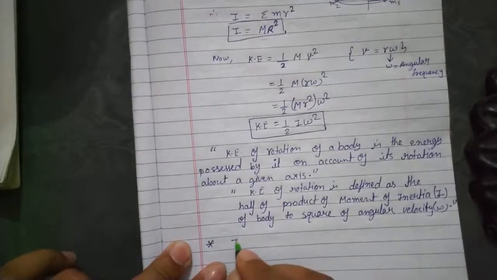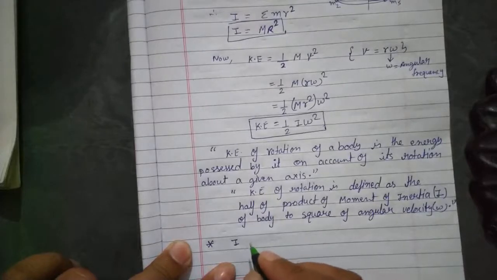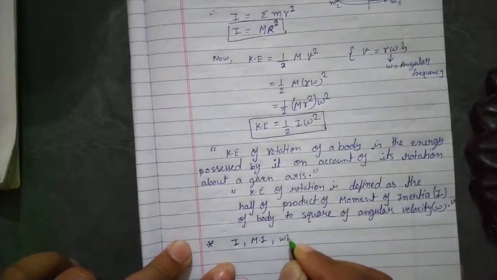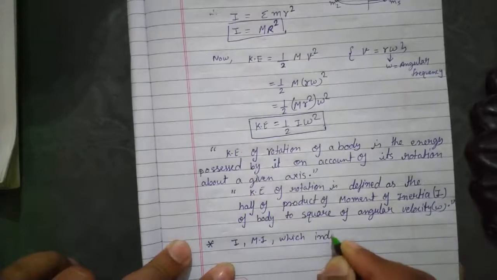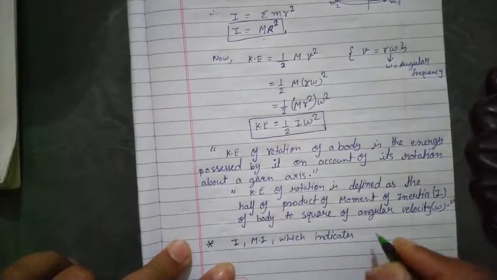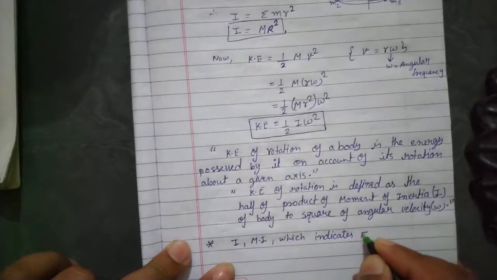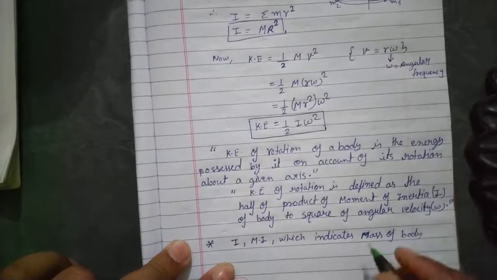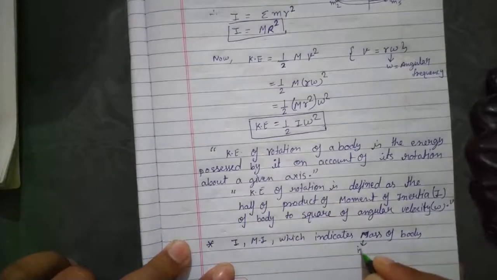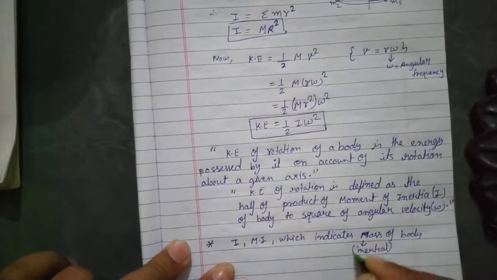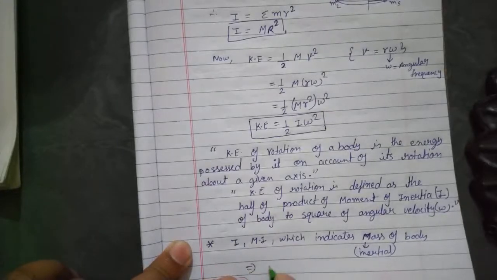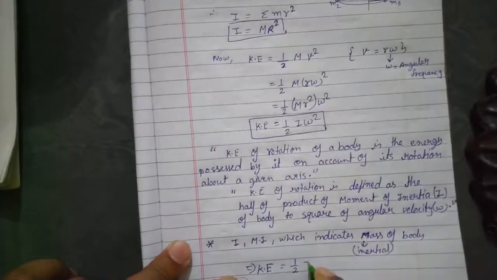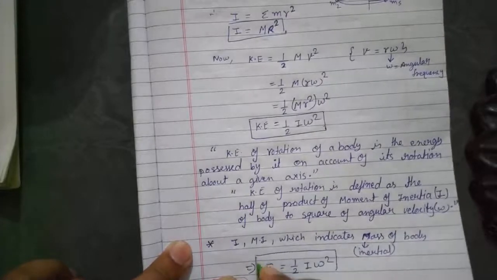Here I is the moment of inertia, which indicates the mass of the body, or we say the inertial mass of the body, in the equation of kinetic energy half I omega square.